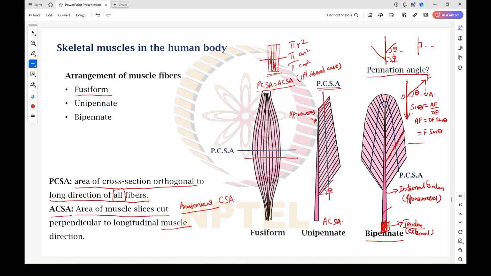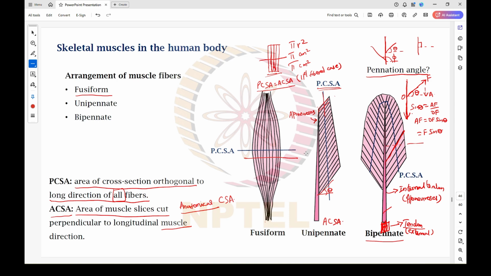The anatomical cross-sectional area might be different. For fusiform muscles, it's the same. The physiological cross-sectional area is equal to the anatomical cross-sectional area, because the anatomical cross-sectional area is when you cut across this particular line.